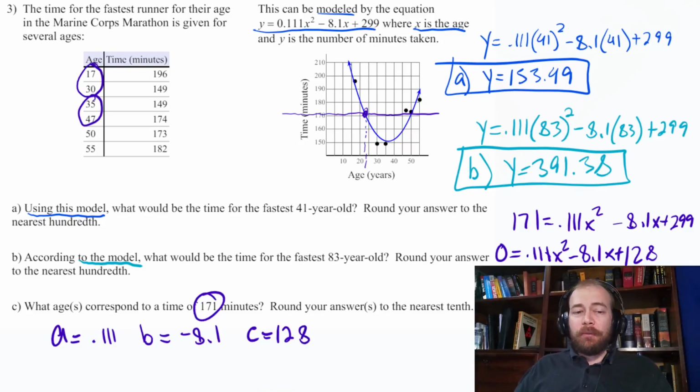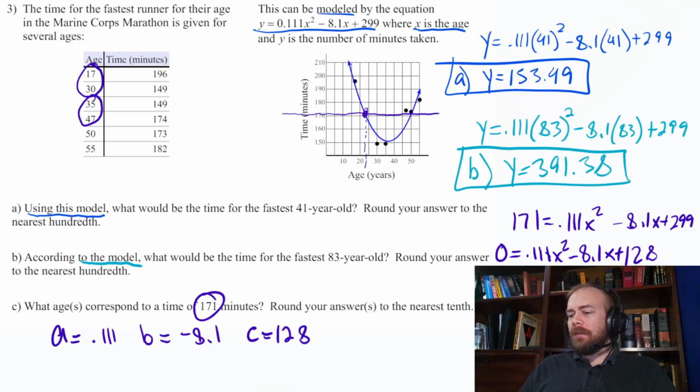So quadratic formula: x is equal to negative b plus or minus the square root of b squared minus 4ac, all over 2a. So then we would type that in, and I'll do the plus version first. We should have two answers, a plus version and a minus version. So negative b: positive 8.1, because b is negative 8.1. Negative b plus or minus, so we're going to do the plus.